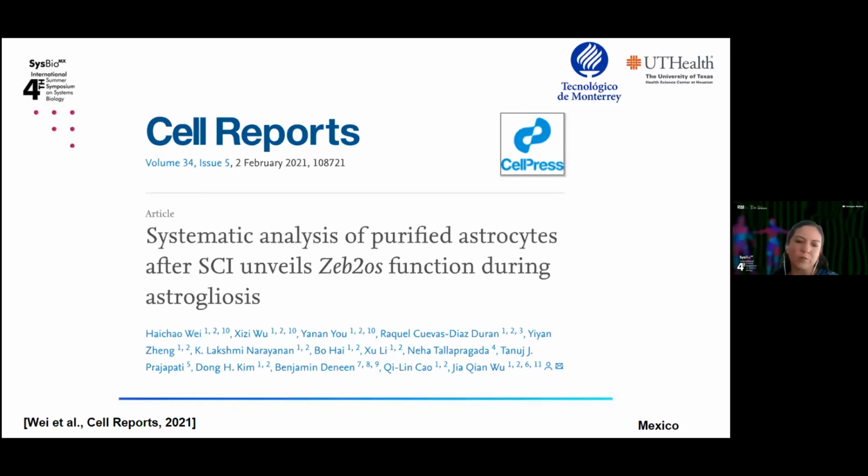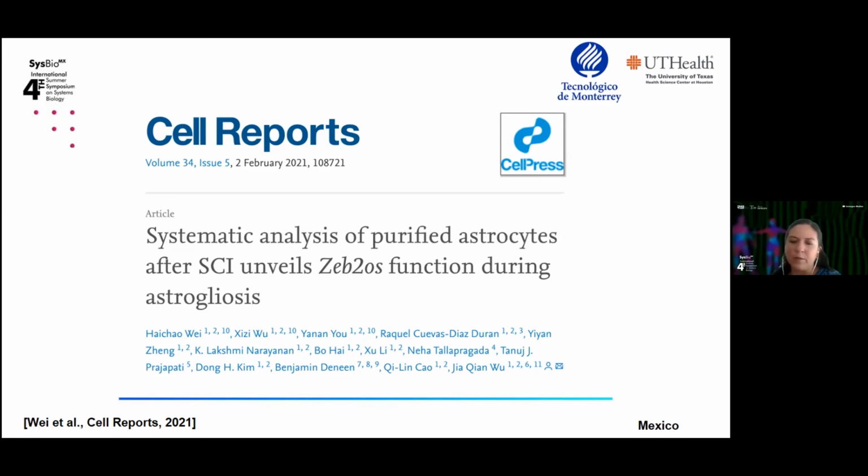Next, sorry, I'm going very fast, but we have very little time. The last research that I want to talk about is also a collaboration with UT Health. In this case, we were working with a model of spinal cord injury in rats.